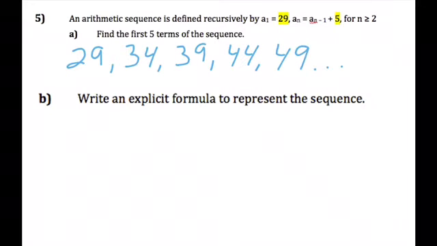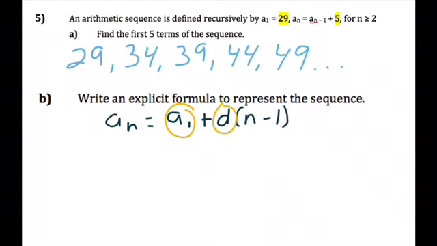Okay, after we find the first 5 terms of the sequence, now we want to write an explicit formula to represent the sequence. I know that this is an arithmetic sequence, so I'm going to be using a sub n equals a sub 1 plus d times (n subtract 1). So I need to find out what a sub 1 and d are.